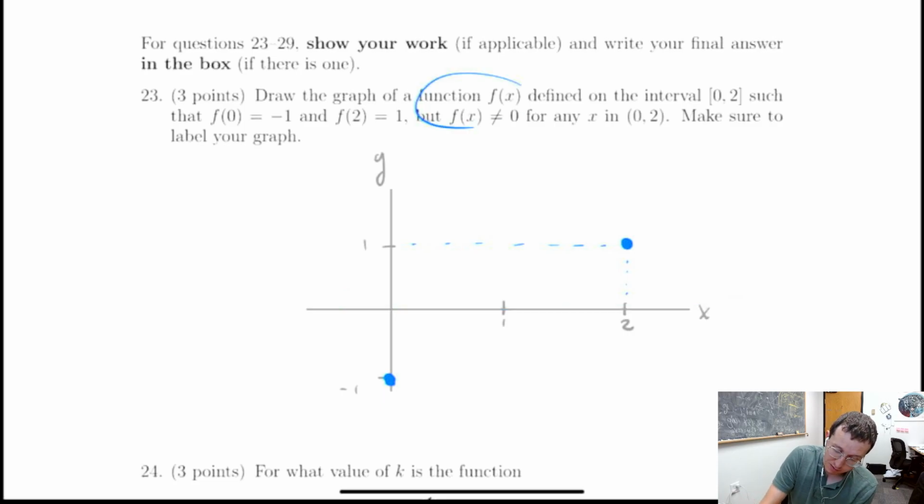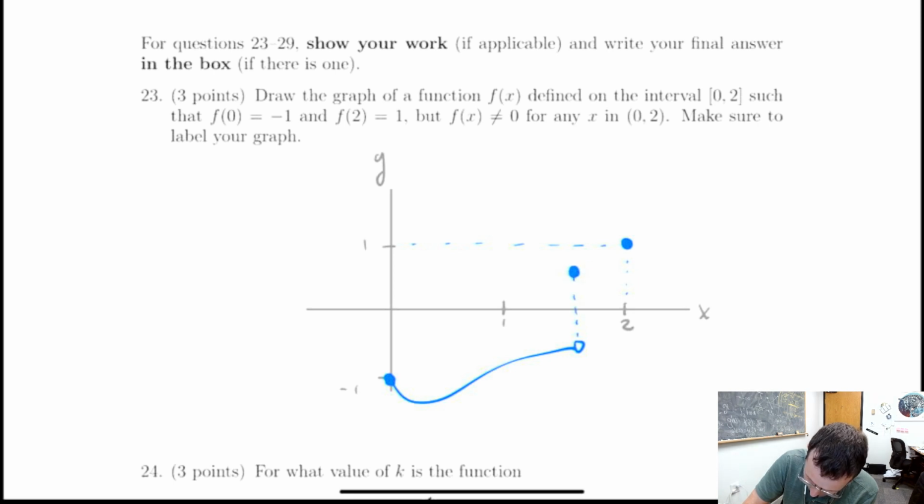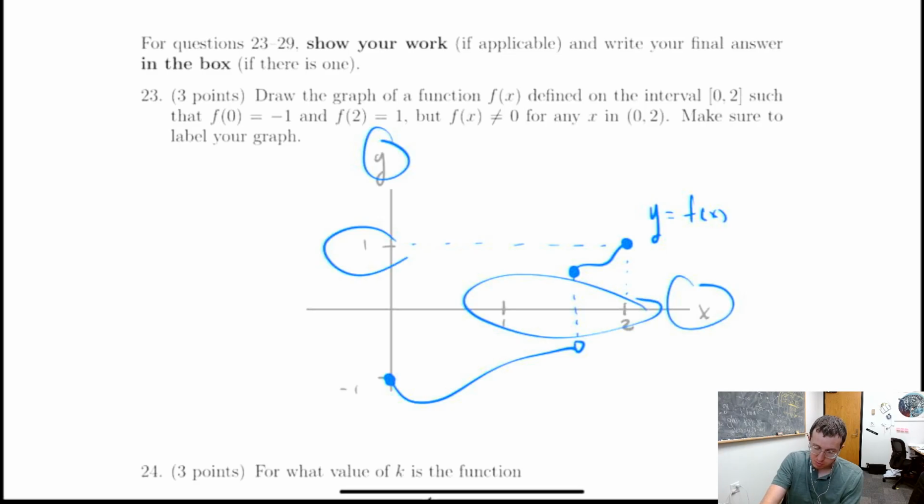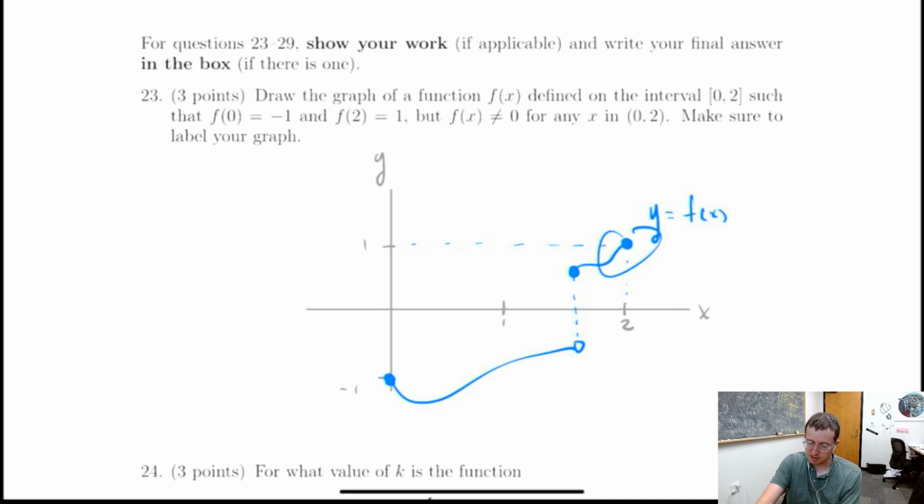But they didn't say that the function has to be continuous. And it's very easy to draw a discontinuous function that never takes on the value 0. There are many, many different ways to do that. And then let me just point out, when they say make sure to label your graph, that just means label your axes as x and y, and most importantly, label these x values and y values, so that I can see that this point actually is at 2, 1.